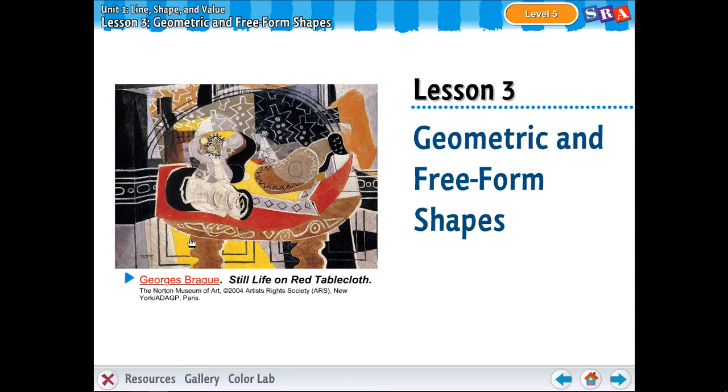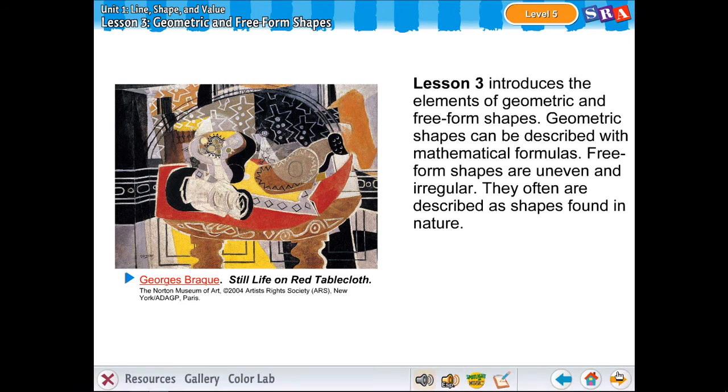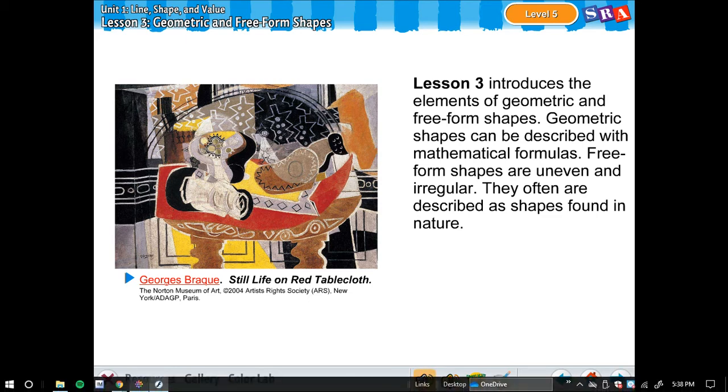Okay, so lesson 3, geometric and freeform shapes. Lesson 3 introduces the element of geometric and freeform shapes. So we're going to learn about geometric and freeform shapes. Geometric shapes can be described with mathematical formulas. Yes, math. And freeform shapes are uneven and irregular shapes. They're often described as shapes found in nature.